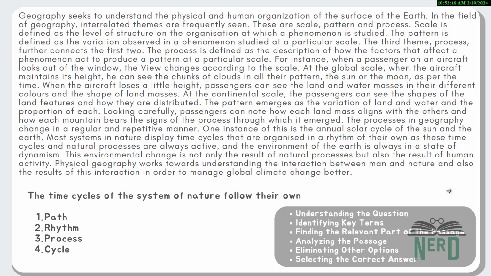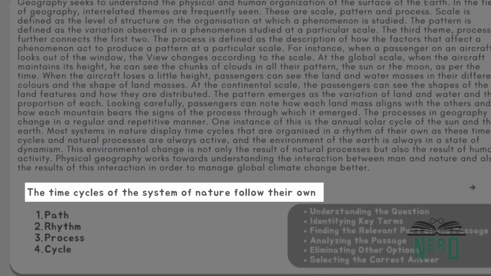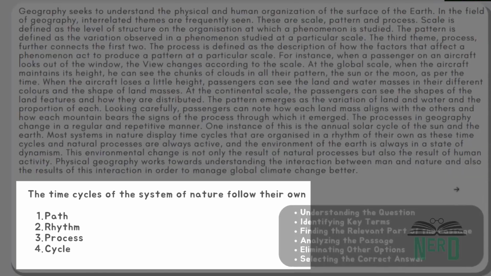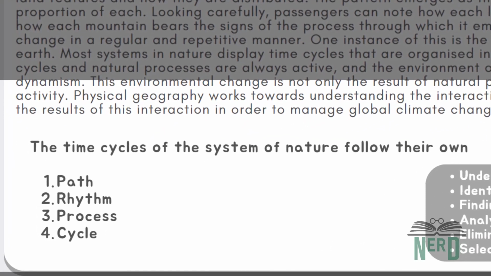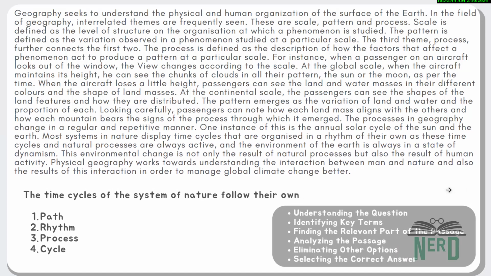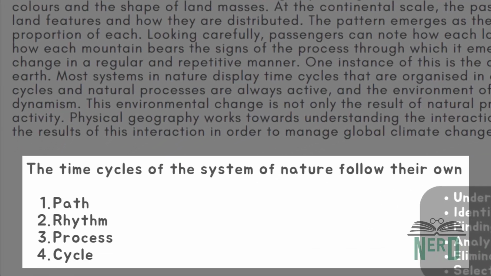And what you're going to do next, you're going to read the question first, right? So it's asking about the time cycle of the system of nature, what it follows. There are 4 options and 3 of them you have to eliminate and find the right one. So the first thing we're going to do is understand the question. What is the question trying to say, right? The question asks what the time cycle of the system of nature follows.